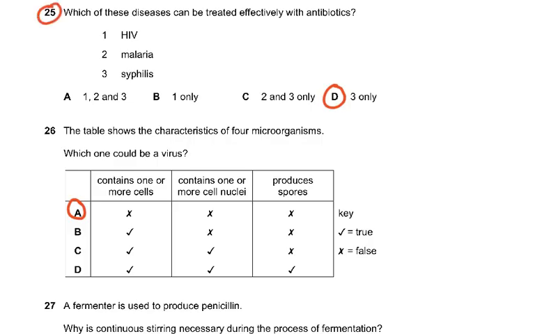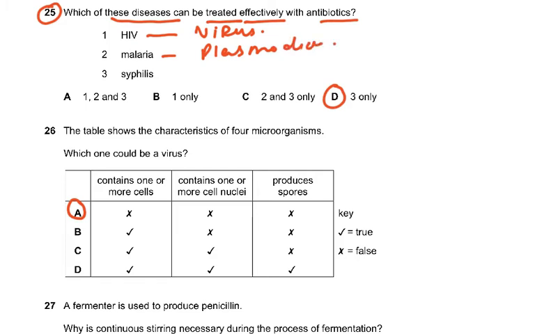Question 25. Which of these diseases can be treated effectively with antibiotics? HIV is a virus. It's the causative organism of AIDS. Malaria is caused by Plasmodium, a pathogen which is a protozoa. Syphilis is caused by a bacteria. So antibiotics, B for biotics, are only given in bacterial diseases.